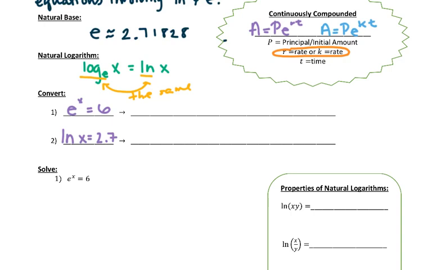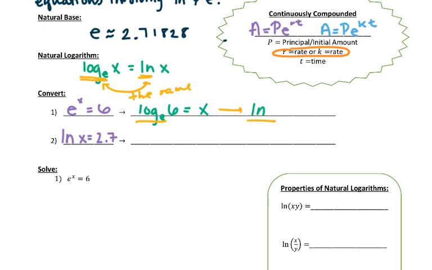So when we convert this to a logarithm, the base was e, so this is log base e of 6 is equal to the exponent, which was x. However, we're not going to leave it like this, because up here we said if we had log base e, we could just change it to ln. Well, here we have log base e. So that means what we need to do is change that to ln.